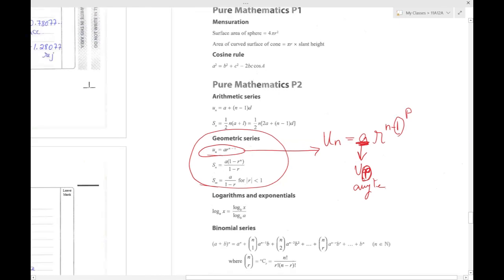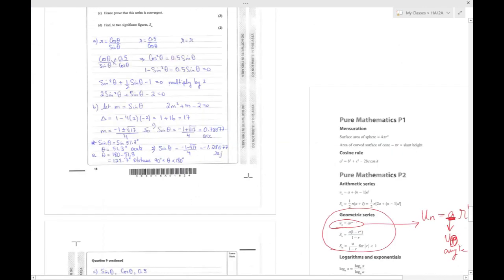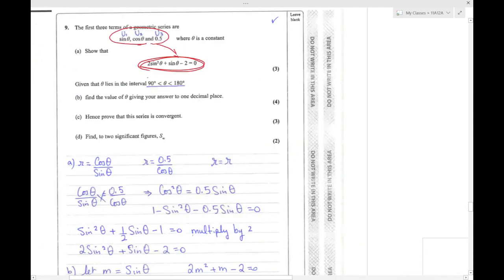Now, in order for us to combine the terms that they gave us and to form a quadratic equation, we have to have in mind that the ratio is a very important part in a geometric sequence. Why is that? Because you have a constant ratio all over. What do we mean by constant ratio? R is equal to U3 over U2. R is equal to U2 over U1. R is equal to U7 over U6.